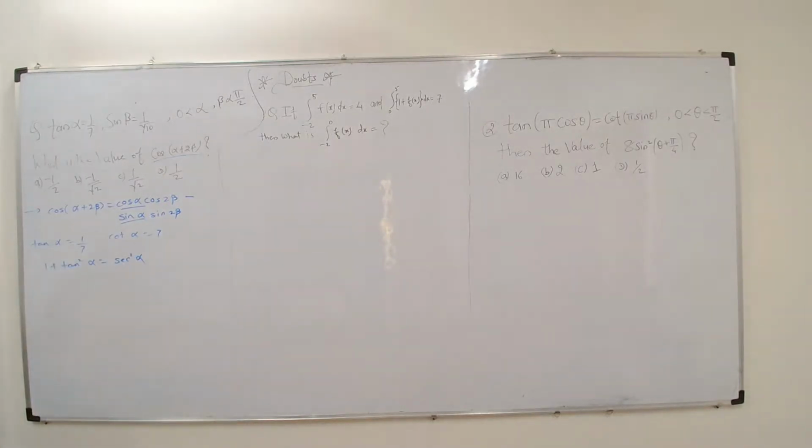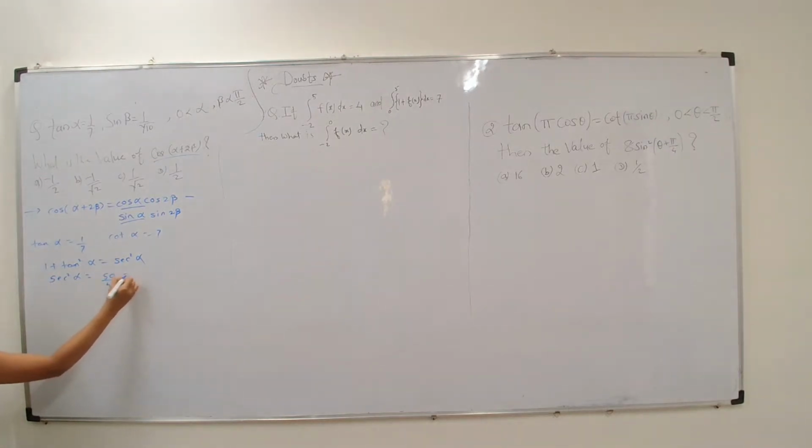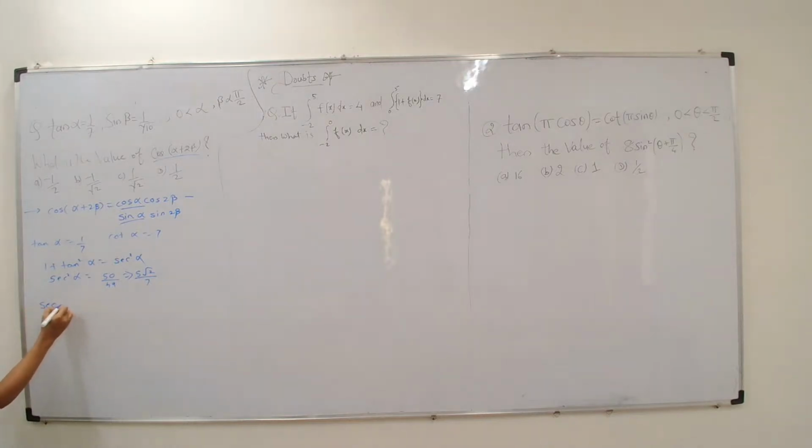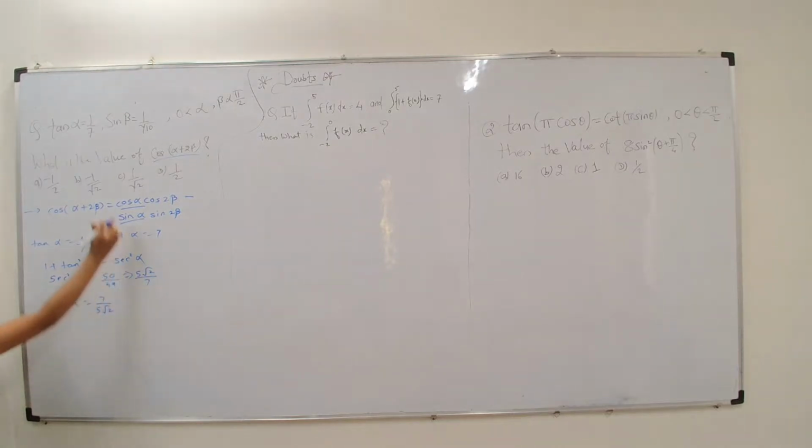क्या आली वैल्यू? Sec square alpha is equal to 50 upon 49. That is 5 root 2 upon 7. Is it? ठीक है. So sec alpha is 5 root 2 upon 7. Right. अजून sec चं reciprocal. So cos alpha will be 7 upon 5 root 2. भेटला cos alpha. Sin alpha कसा भेटेल?